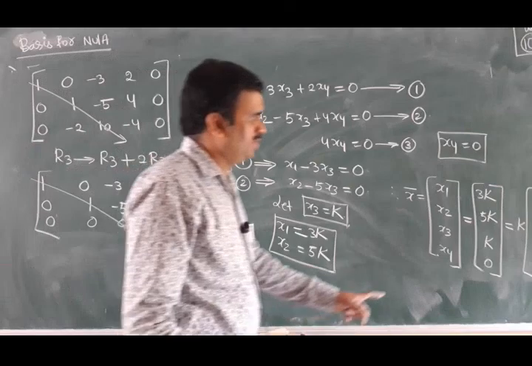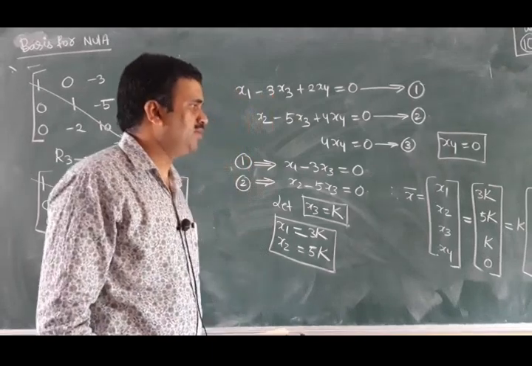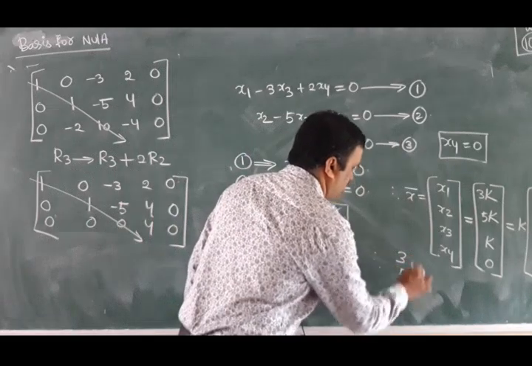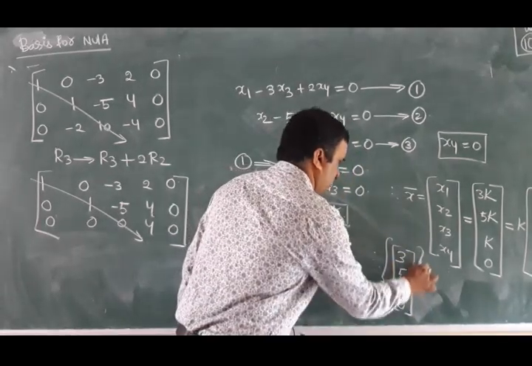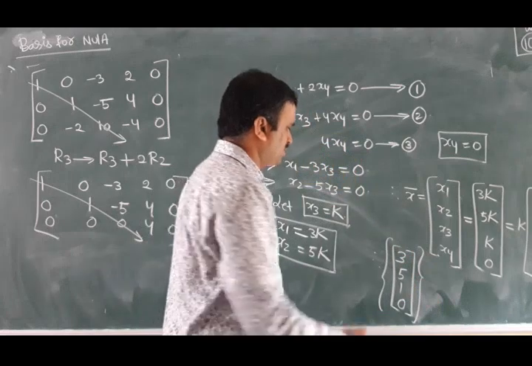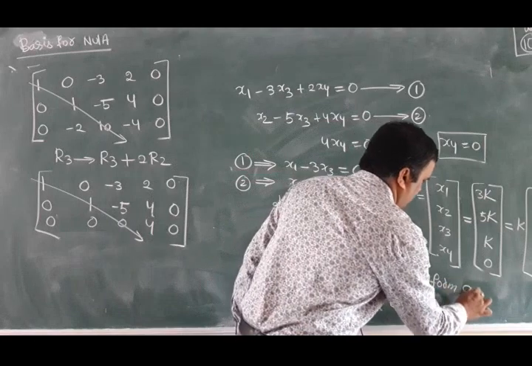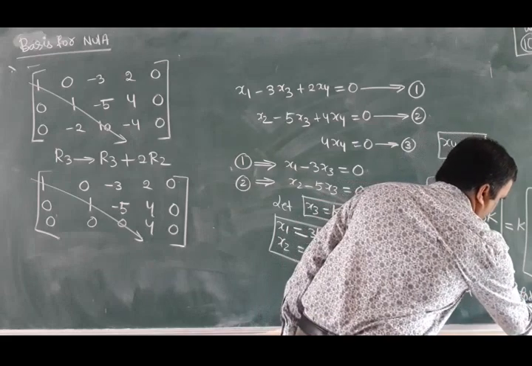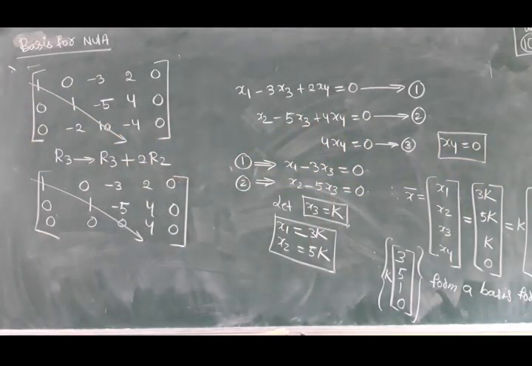This vector 3 5 1 0 is a basis for null A. Therefore this collection, the scalar multiples k of 3 5 1 0, forms a basis for null A.